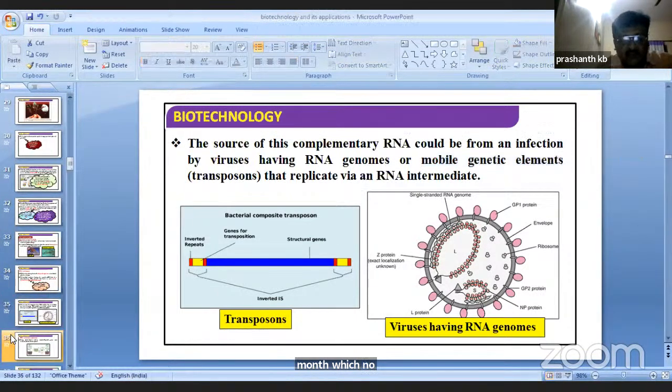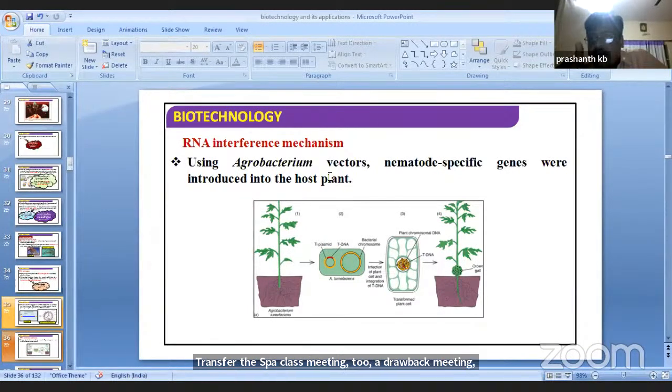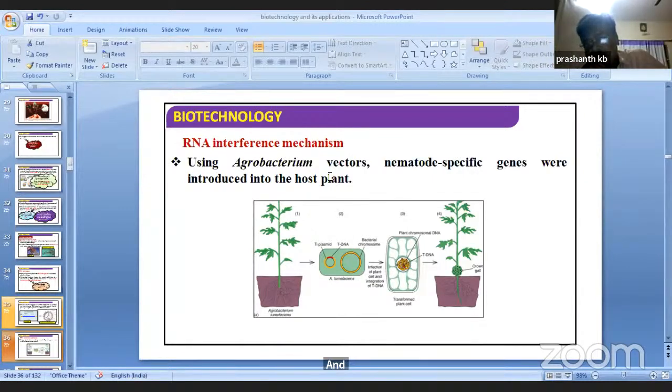Let us go to the next slide. In RNA interference, how they are transferring RNAi into the tobacco plant is the question. Simple. Take the RNAi, incorporate it into the Ti plasmid, transfer this Ti plasmid into Agrobacterium and allow it to infect the tobacco plant. So RNAi enters into the tobacco plant, and this tobacco plant is the genetically modified plant. Is it clear?